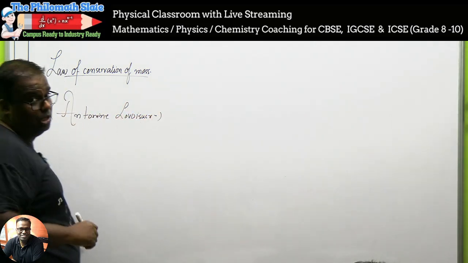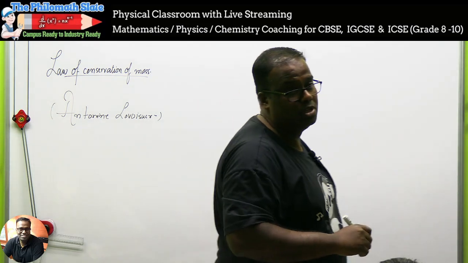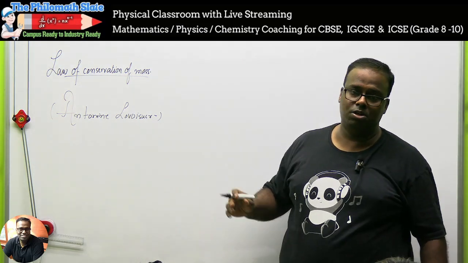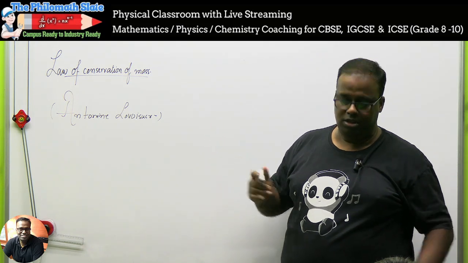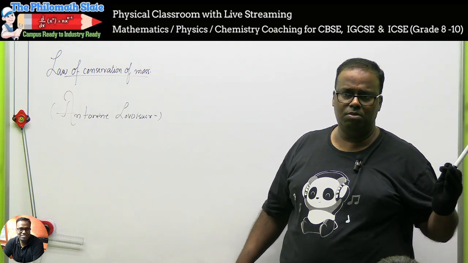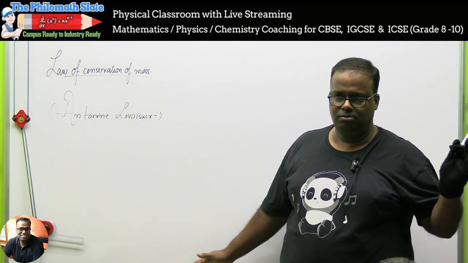Antoine Lavoisier was guillotined in the French Revolution. He was found guilty of public money laundering. Have you read about the French Revolution in grade 9? Okay, Marie Antoinette and Louis XVI.